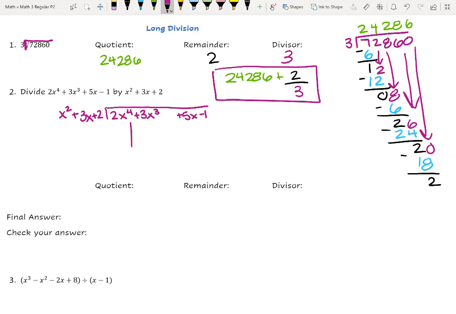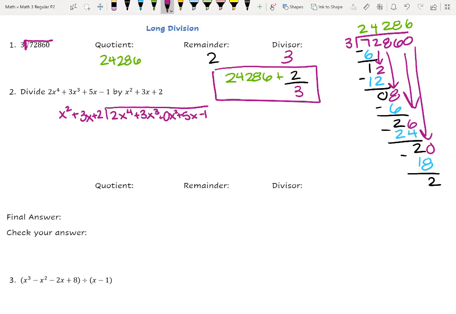I should hit every exponent on my way down. I have an exponent of 4 and then 3, and then I've got an exponent of 1. I kind of skipped the 2. So I'm going to say that there are 0 of the x squareds. So I've hit every exponent on my way down. I kind of have a placeholder for each of them.